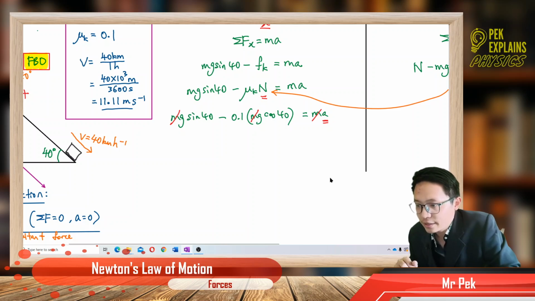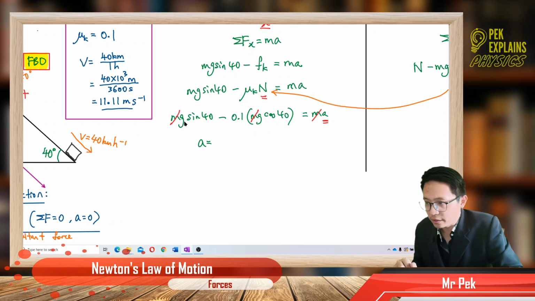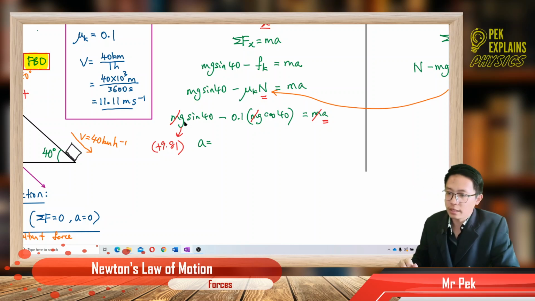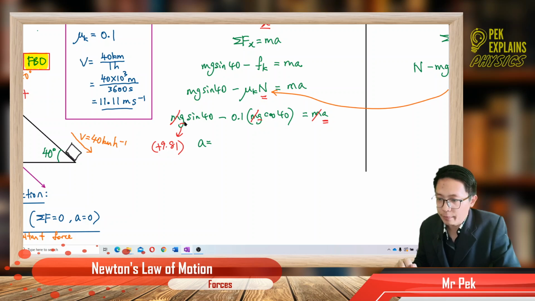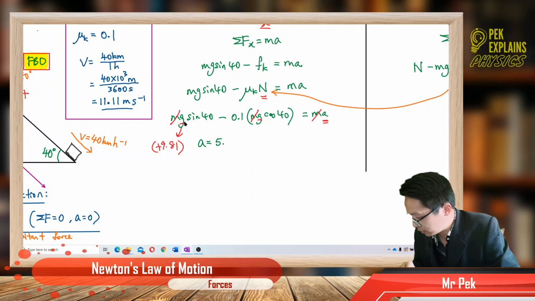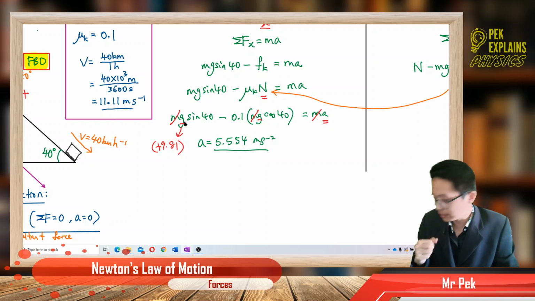So our acceleration will be equal to, with g substituted as 9.81, and after calculating we got 5.554 meter per second squared. That's the value of the acceleration.